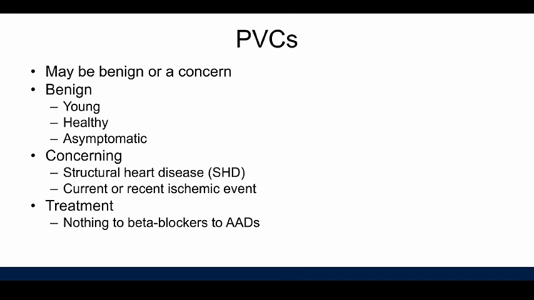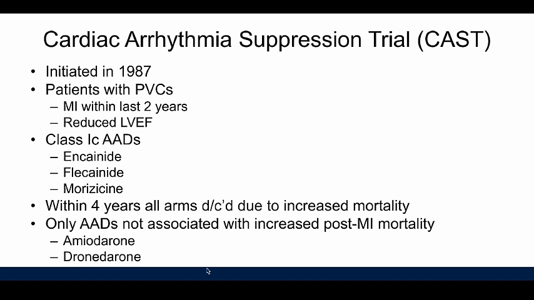As we talk about PVCs, I think it's good that we talk about the CAST trial, and you've heard me talk about this before. And my goal here is not that you memorize a name of a trial, but I want you to recognize that this was a very pivotal point in medicine from an evidence-based medicine standpoint. Because one would think that when you see something, a wide complex on an ECG that's abnormal, that this would be a bad thing for the patient, particularly if that patient has recently had an ischemic event such as an MI.